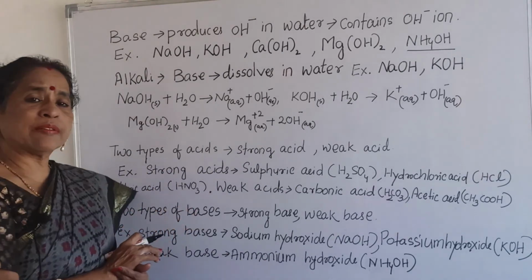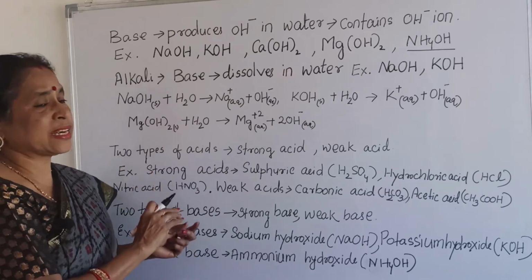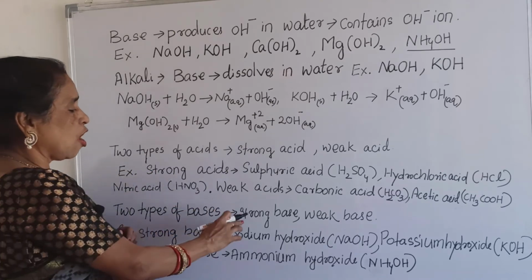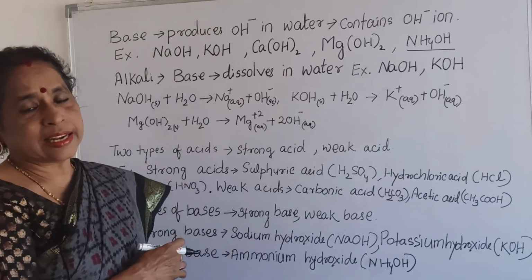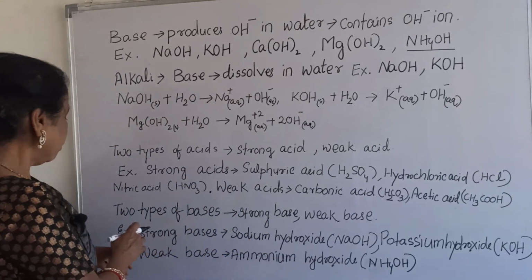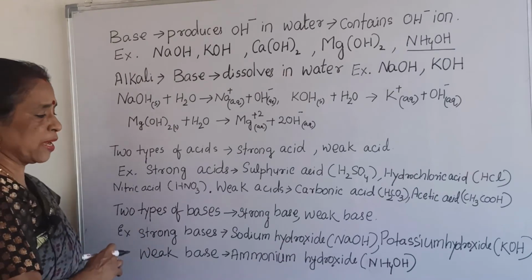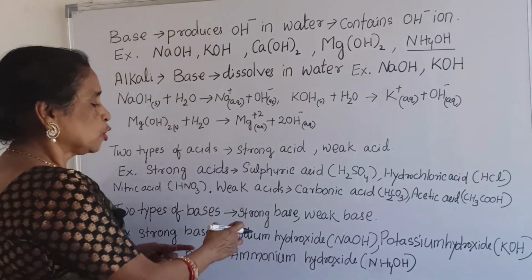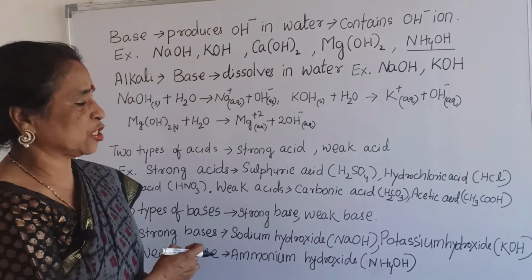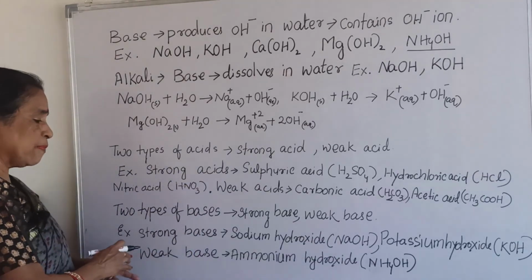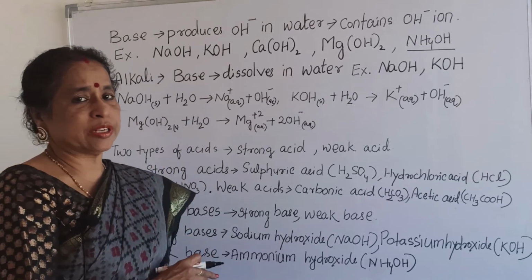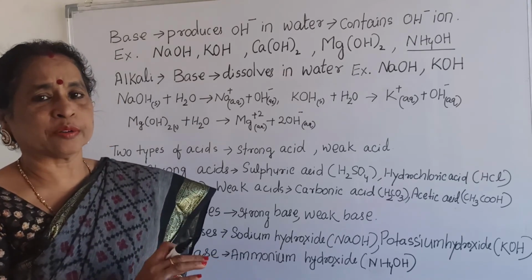Then come to the same, two types of base. What are the two types of base? Similarly, strong base and weak base, and both will be clear in 11th class chemistry. Now, what are the strong bases? Example, sodium hydroxide NaOH, potassium hydroxide KOH. And weak base, only one you can remember easily, ammonium hydroxide.